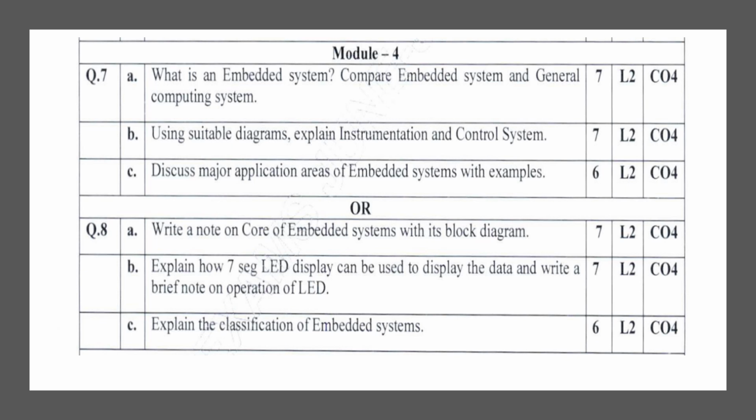And the OR choices: write a note on core of embedded system with its block diagram, where you will draw the diagram and explain each of the blocks, and explain how 7 segment LED display can be used to display the data, and write a brief note on operation of LED. So here you will be writing how the LED display is made, and you will be writing a brief note on the operation. And next is explain the classification of embedded system. You will be classifying different embedded systems.